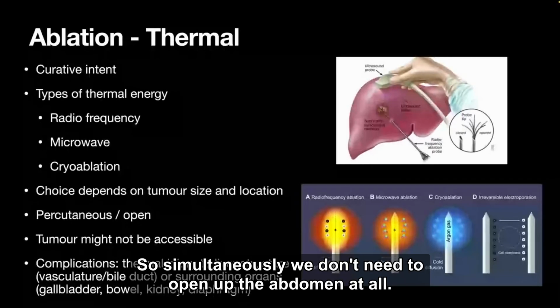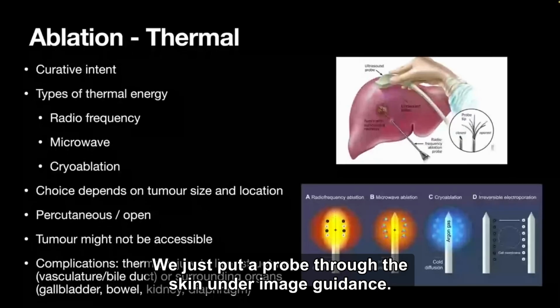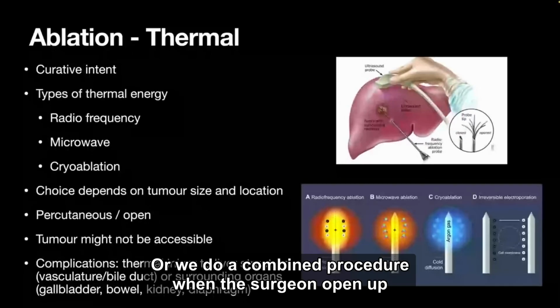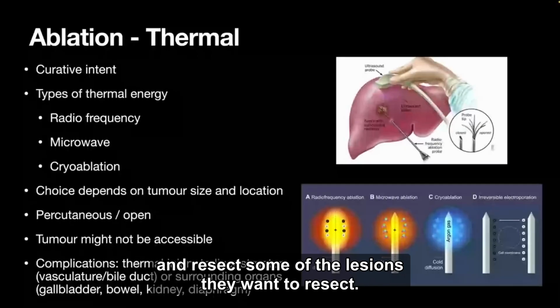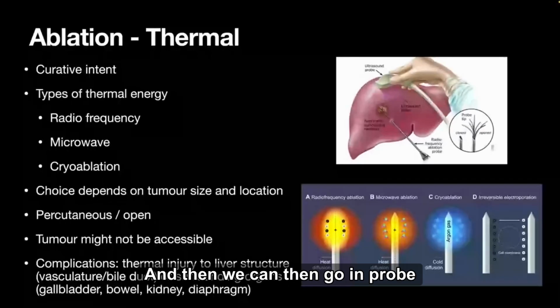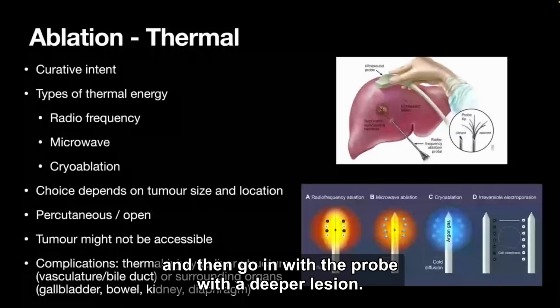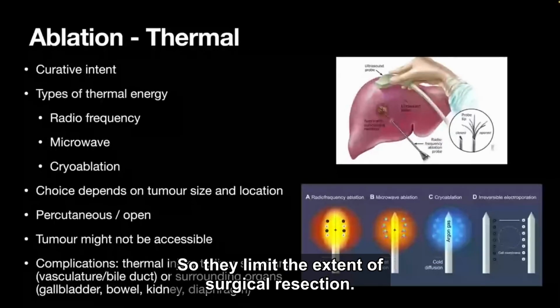Percutaneously, we don't need to open up the abdomen at all. We just put a probe through the skin under image guidance. Or we do a combined procedure where the surgeon opens up and resects some of the lesions they want to resect, and then we can go in with the probe on a deeper lesion while the patient has an open abdomen, so they limit the extent of surgical resection.